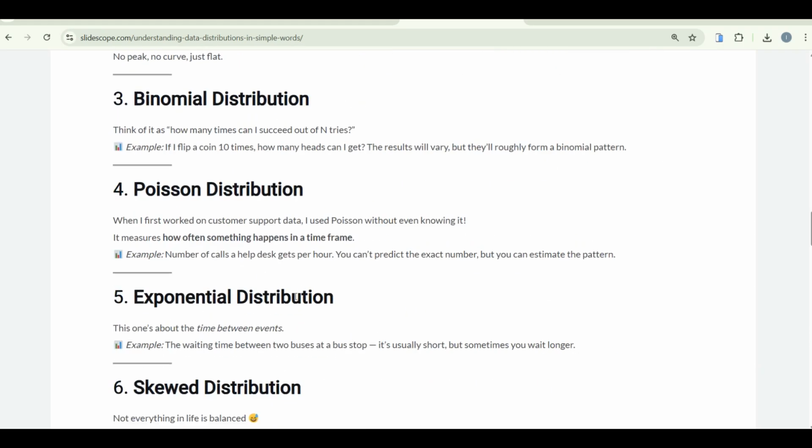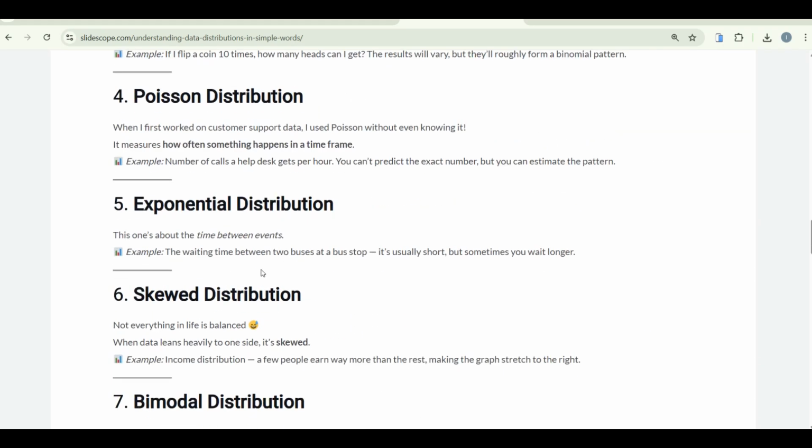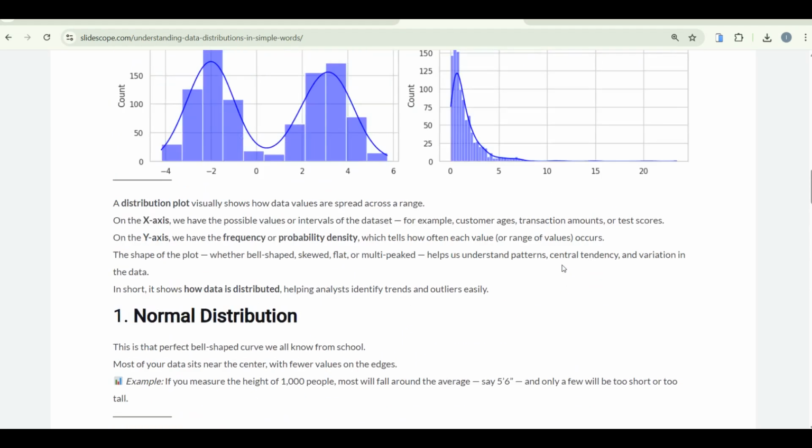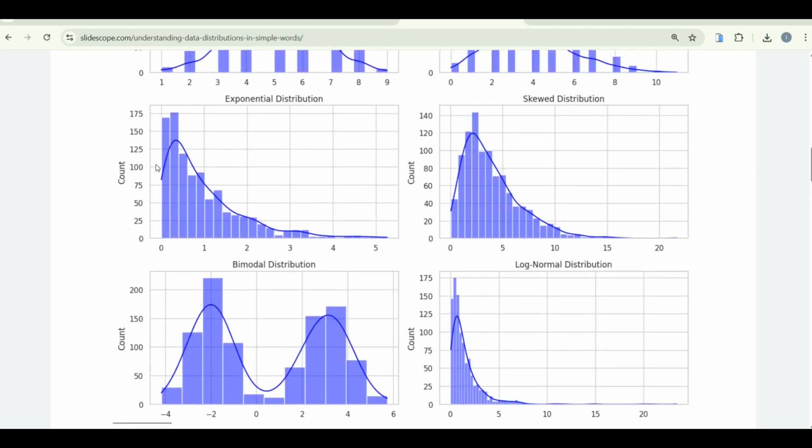Then we have exponential distribution. This one's about the time between events. Example, the waiting time between two buses at a bus stop. It's usually short, but sometimes you wait longer. So this is exponential distribution. I will share more examples in this article and share its link. I'm just sharing some simple examples, but you can get more links.